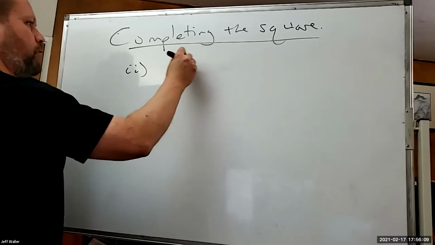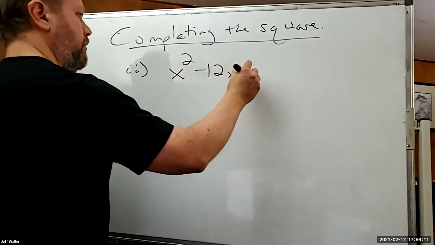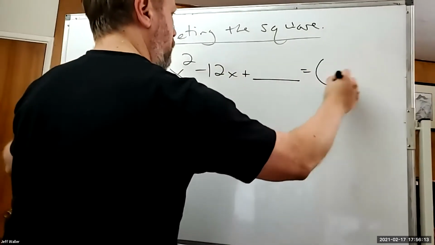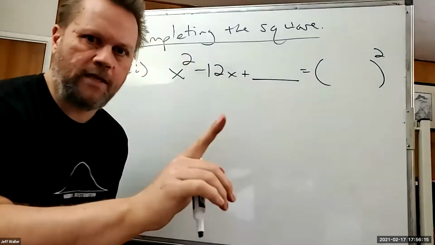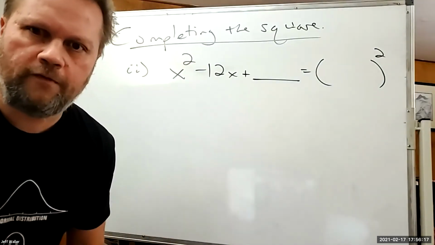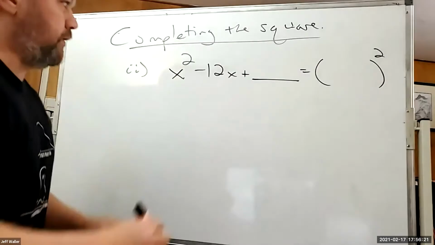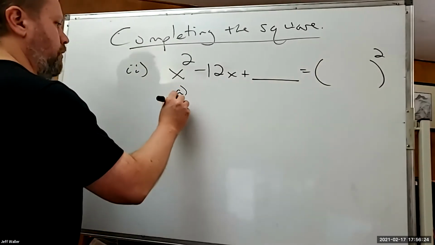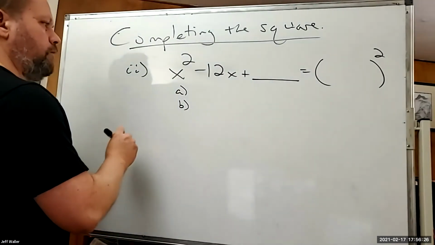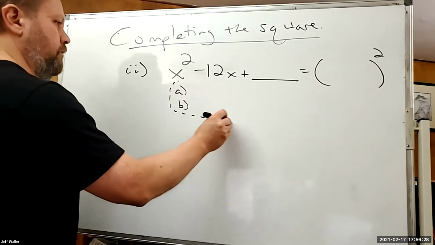What if it was x squared minus 12x? What would you put here? And then how would it factor? Don't say anything out loud. Just take a few seconds. Try to see if you can figure out what you would put. Here are the 2 steps.